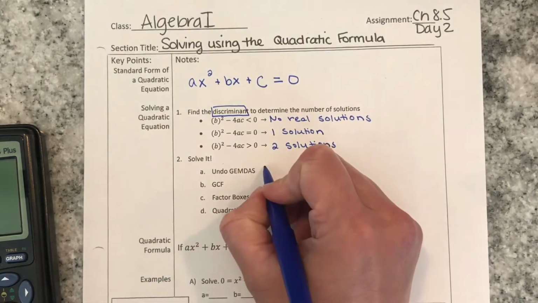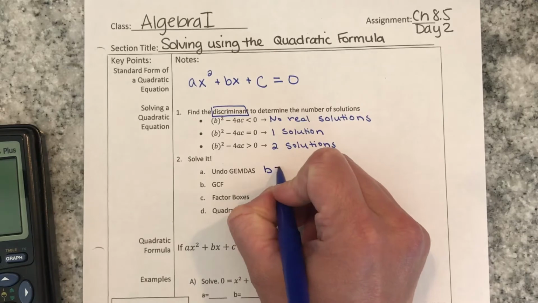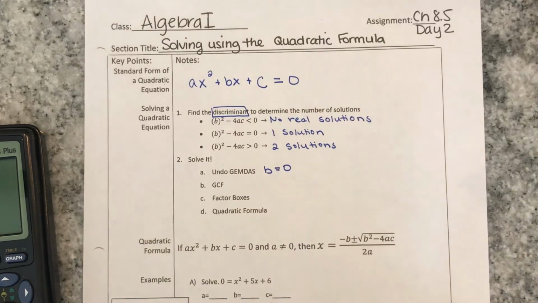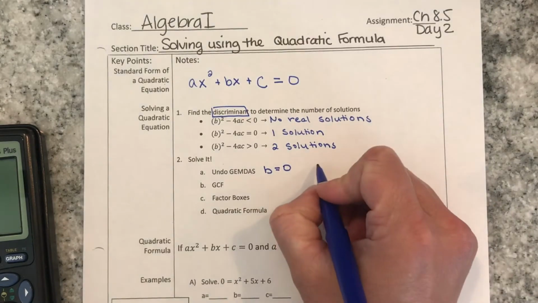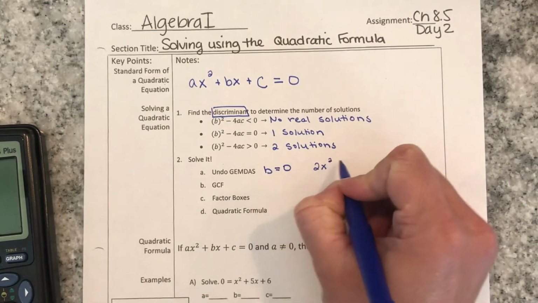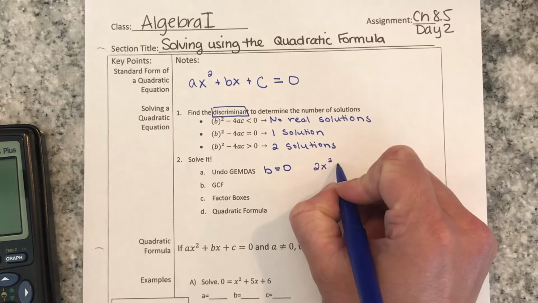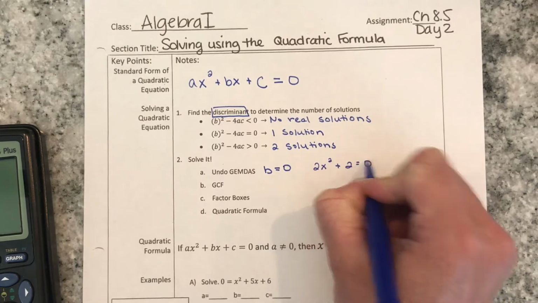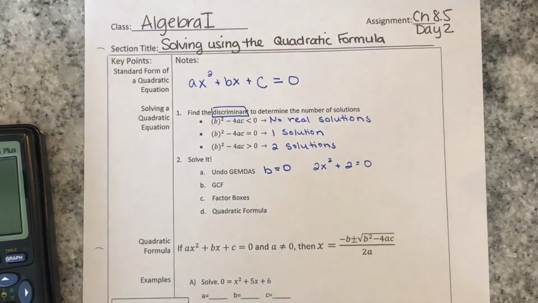If you're lucky enough and your quadratic does not have a b value, so your b is equal to 0, then you can solve by undoing the order of operations. So if you have something like 2x squared plus 2 equals 0, then you could undo the order of operations and solve that.